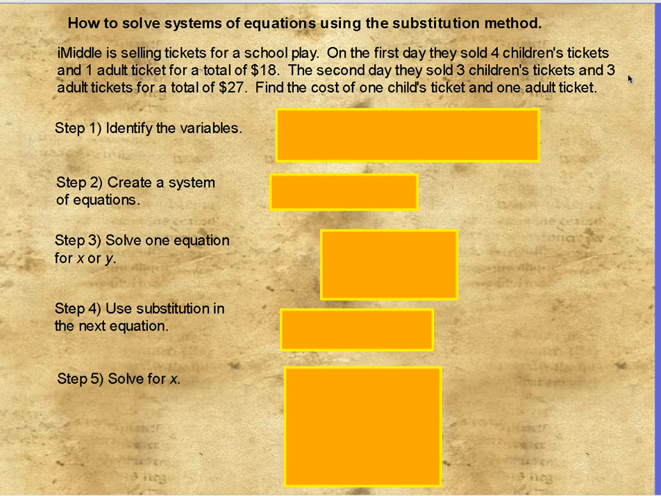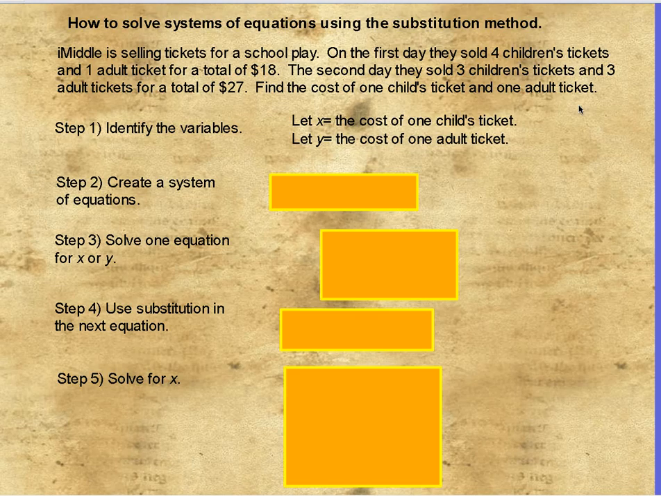So the first step is going to be to identify the variables. What are we trying to solve for? Since we need to find the cost of 1 child's ticket and 1 adult ticket, we do the following. We let x equal the cost of 1 child's ticket and y equal the cost of 1 adult ticket. Now we need to create a system of equations, and we do this by the following.